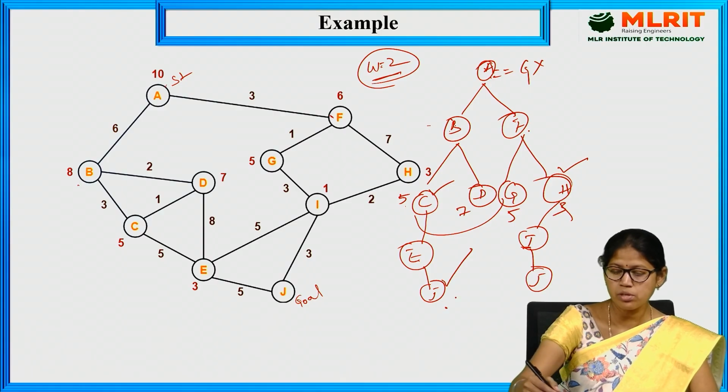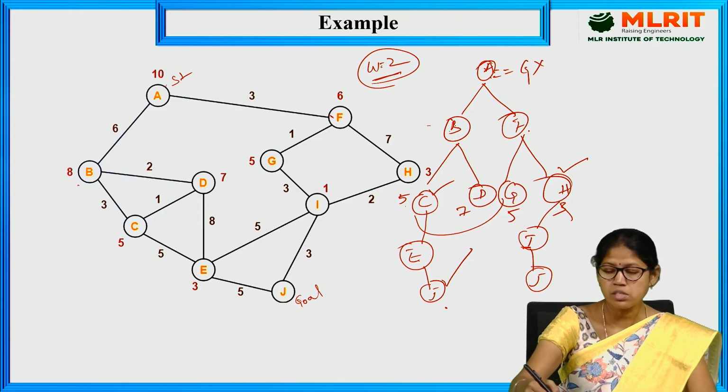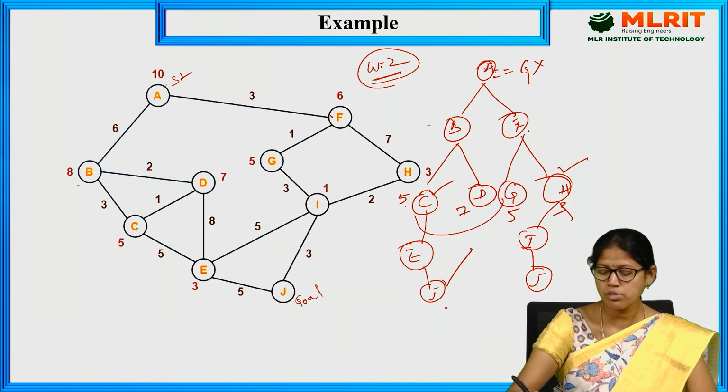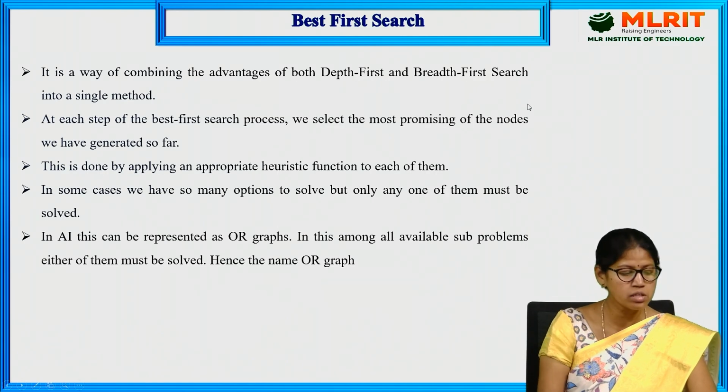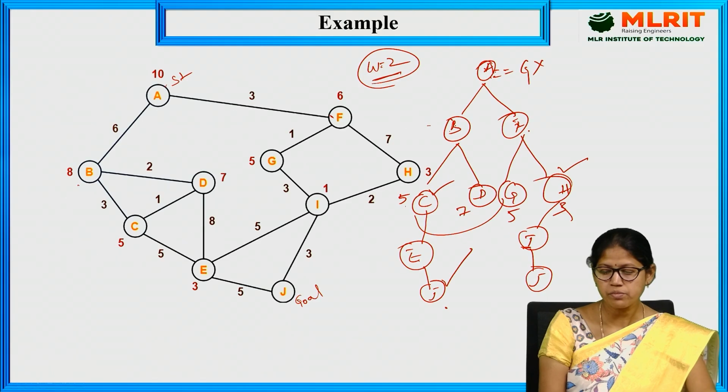Then here also it will calculate the cost: A to F, F to H, H to I to J. Which one is having the least cost? It will take that as the optimal path.